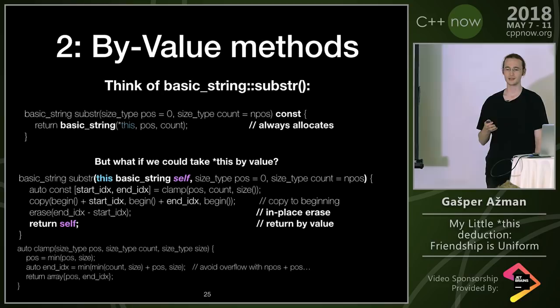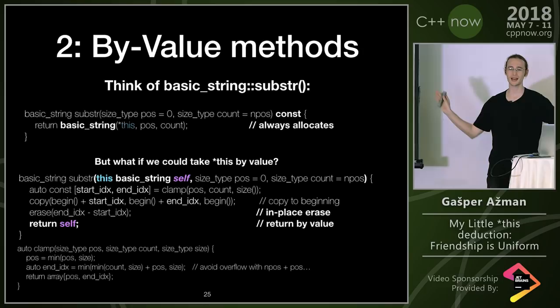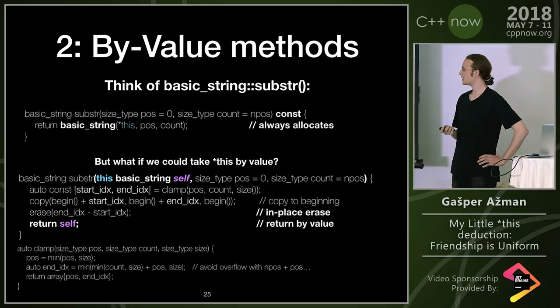And it looks like you've prevented return value optimization. It's true. It gets moved out. Fine. OK, bad example. But yes? Do we need the type basic string there? Can't we infer it from this?